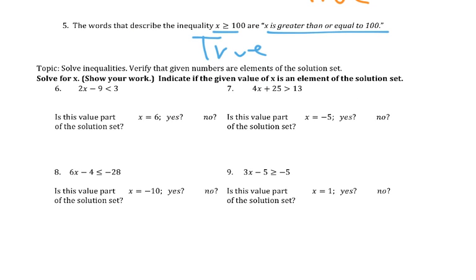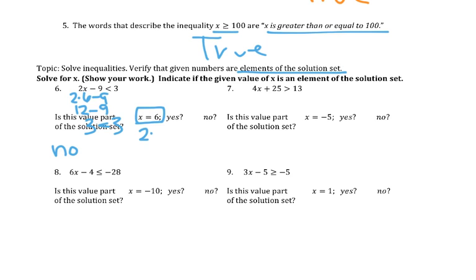Alright, now, solve inequalities. Verify that the given numbers are elements of the solution set. All that means is it's part of the answer. So, x equals 6. Is that part of the answer? Well, two ways we can check it. I can plug 6 in and go 2 times 6 minus 9 and get 12 minus 9 and get 3. Is 3 less than 3? No, it is not. So 6 isn't part of the solution set.